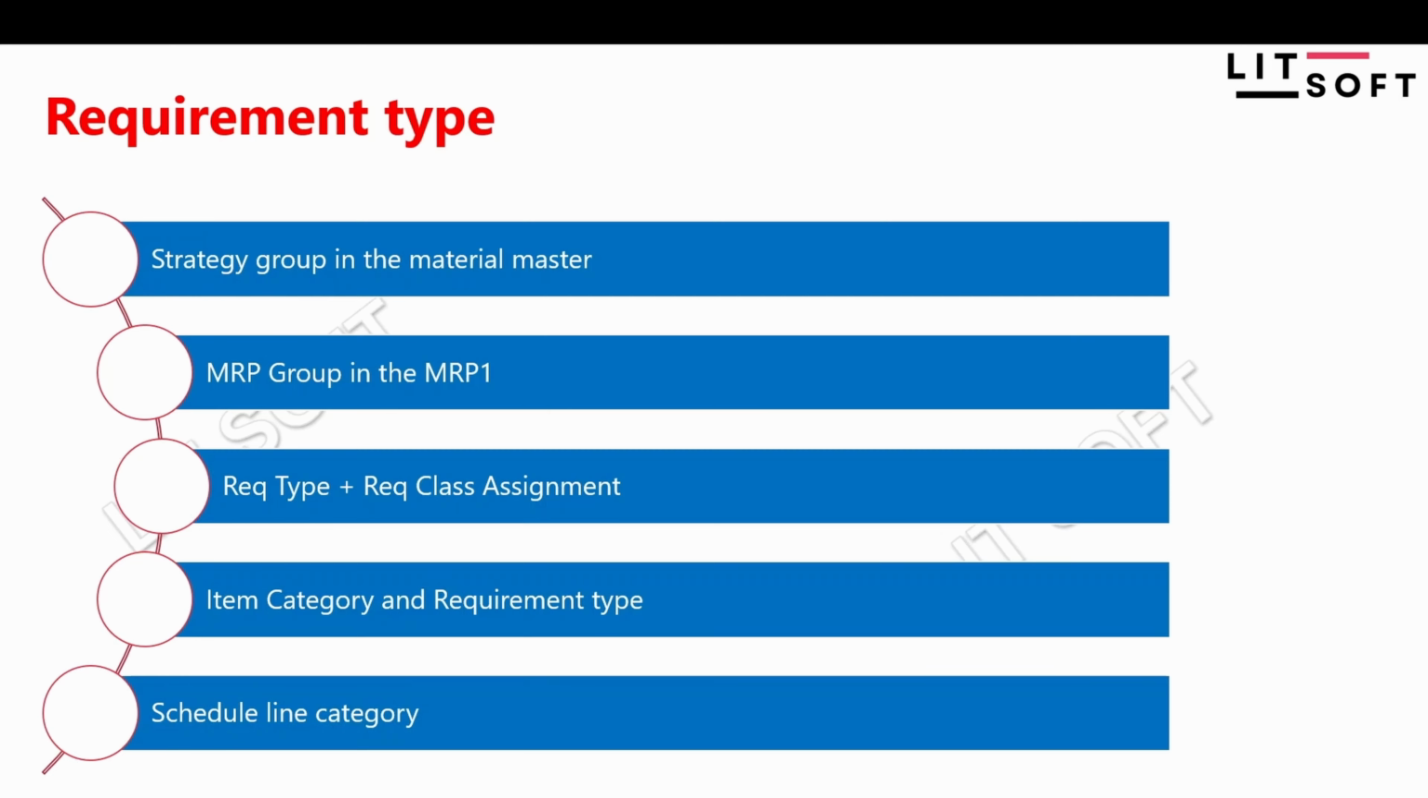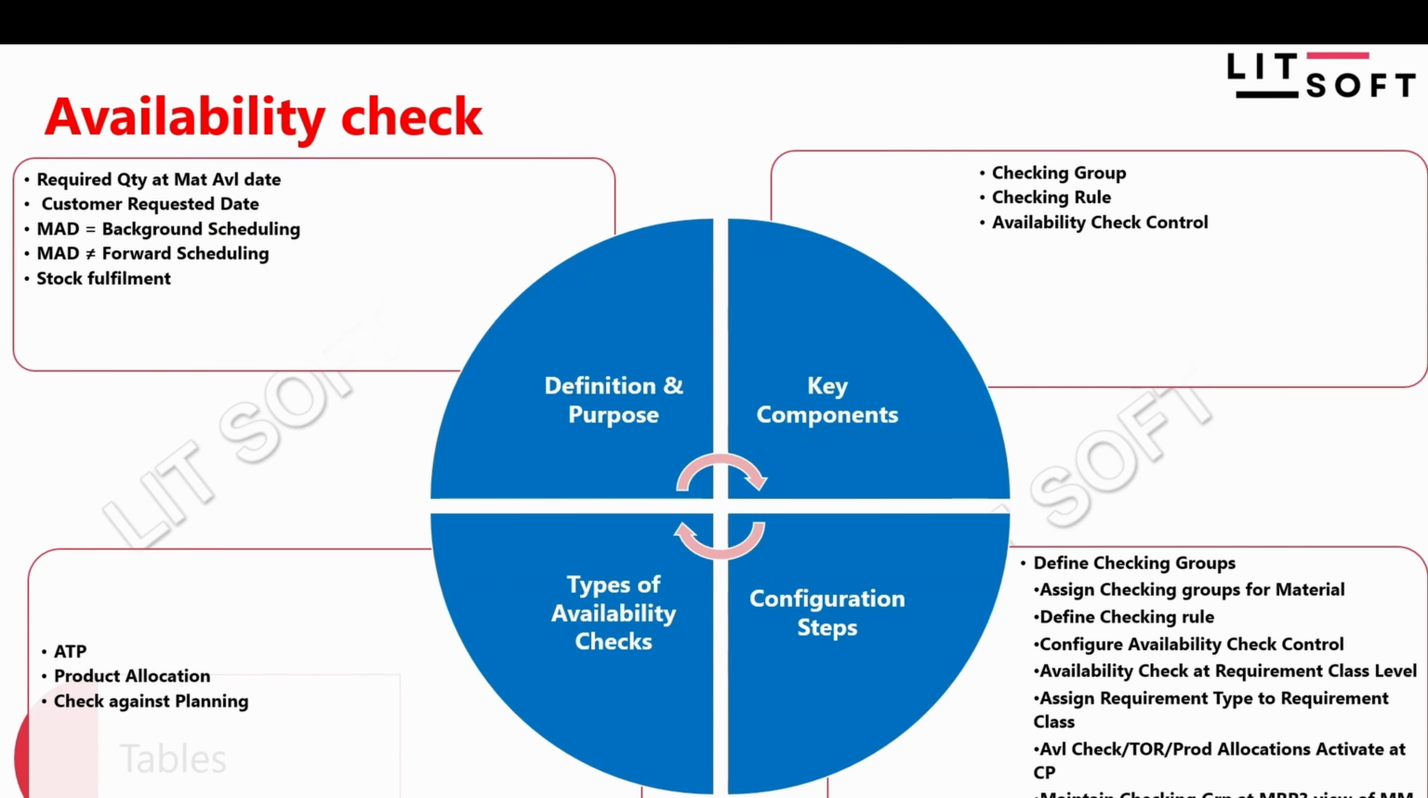CP is relevant to availability check and TOR. Here we are discussing, as mentioned, TOR and the schedule line category, of course, I will take the control of that. So this is the whole combination you need to give to derive the requirement type. Then availability check, okay, the high level you can see is a definition of the first key components: checking group, checking rule, availability check control, you will do that one, and the configuration steps.